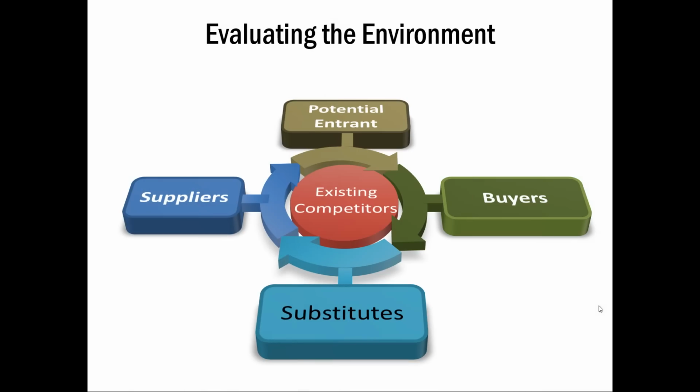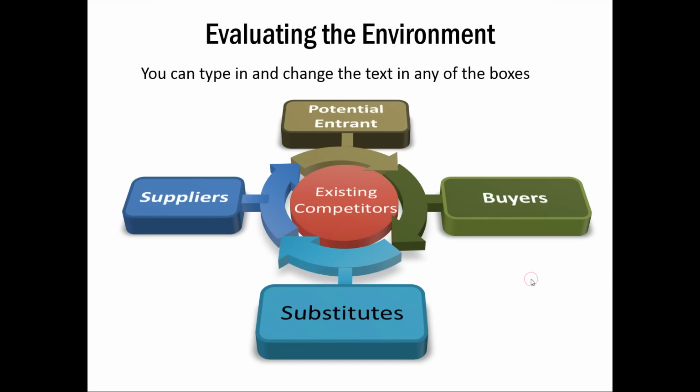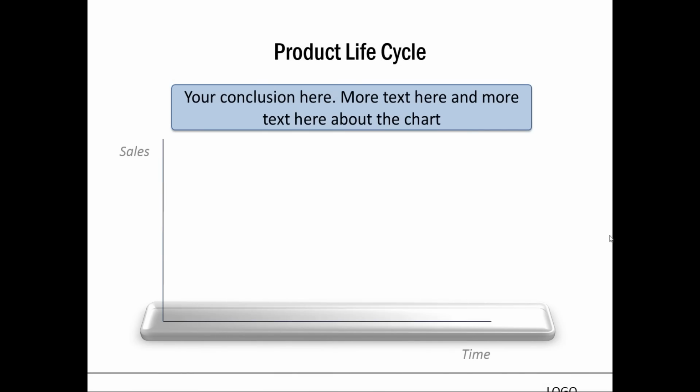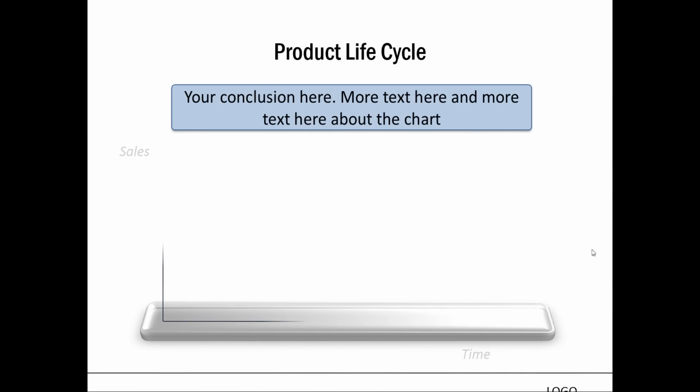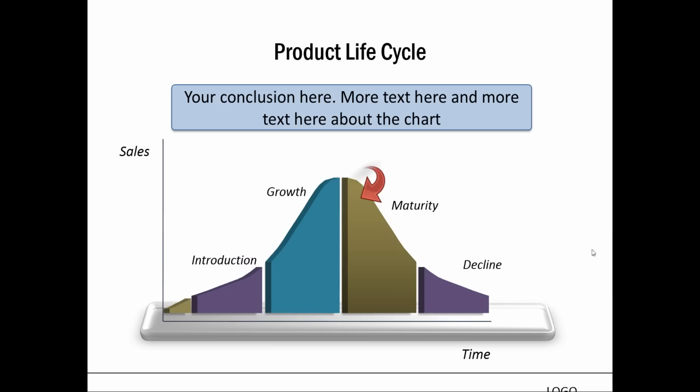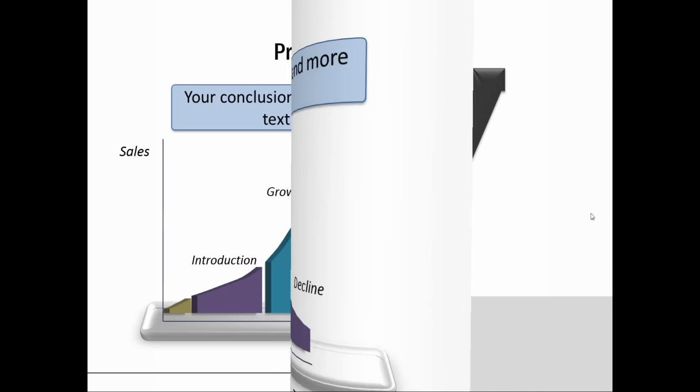Let us go to another example here. This is about Porter's 5 Forces model, and here we have given a 3D diagrammatic representation of the model. You can change the text to give some additional information if you want to. Let me give another example. This is about product lifecycle. You can see here the various stages, and they all come in custom animation. As I click, it all comes: introduction, growth, maturity, and decline.